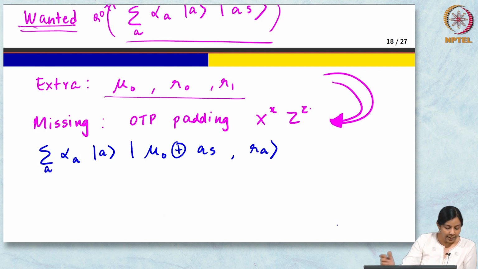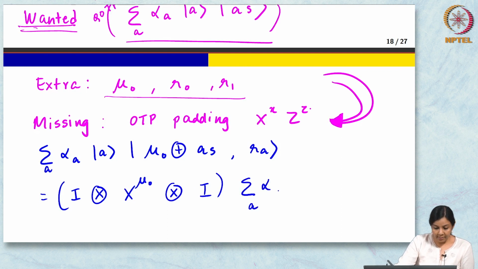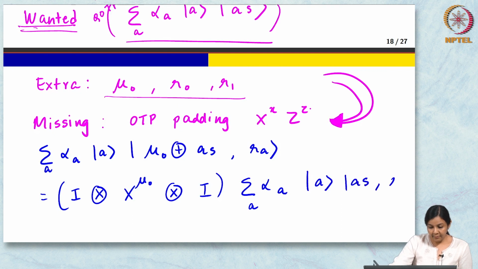Okay, I am going to write this as I tensor X to the mu 0 tensor I, summation over A, alpha A, S R A. Okay, this is just a rewriting.